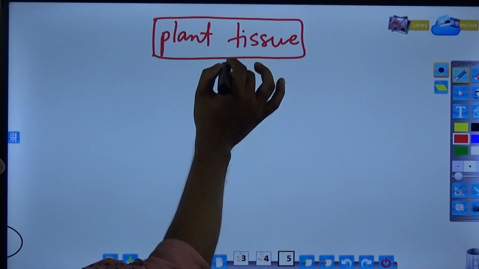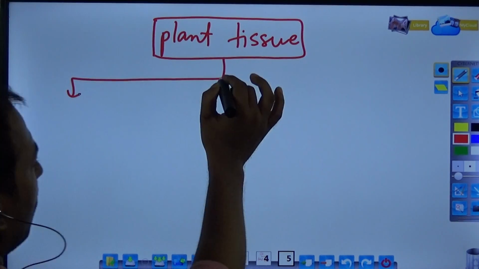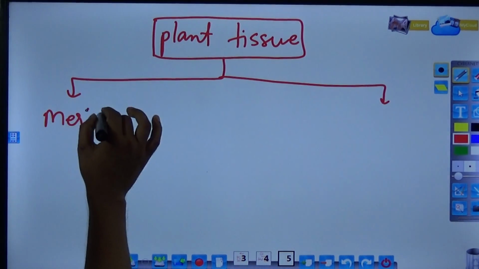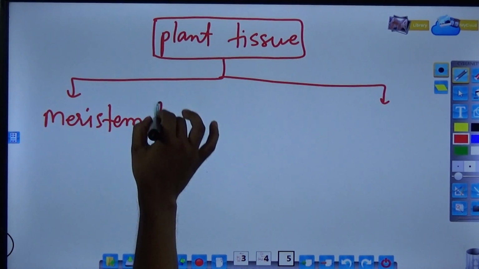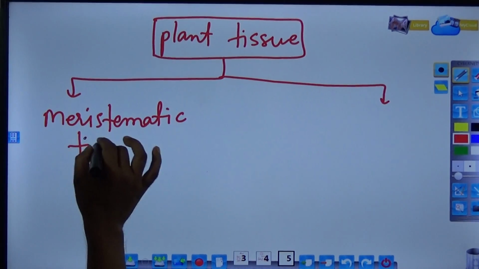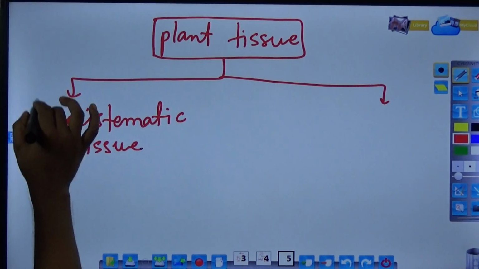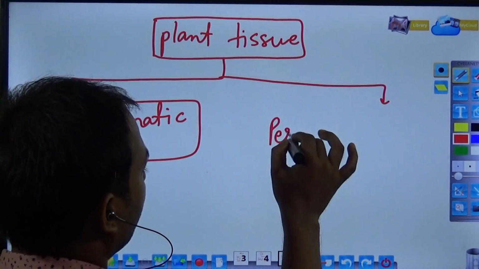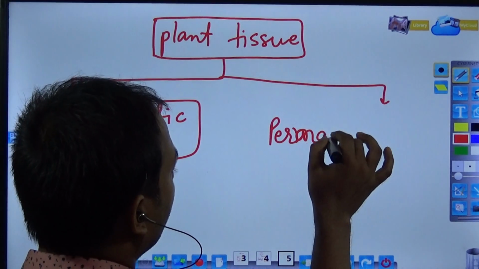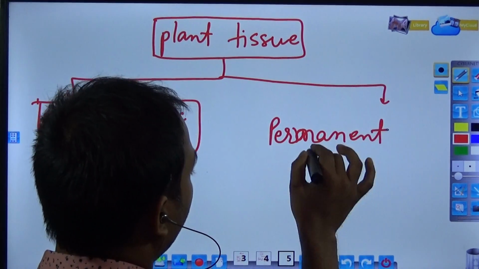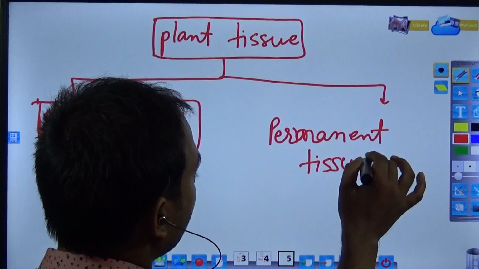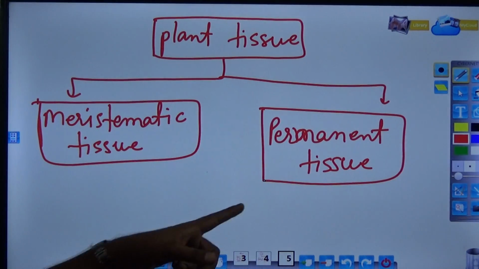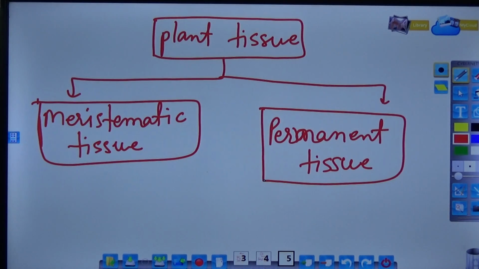Plant tissue is divided into two. First, meristematic tissue, and second, permanent tissue. Permanent tissue and meristematic tissue. Understood?